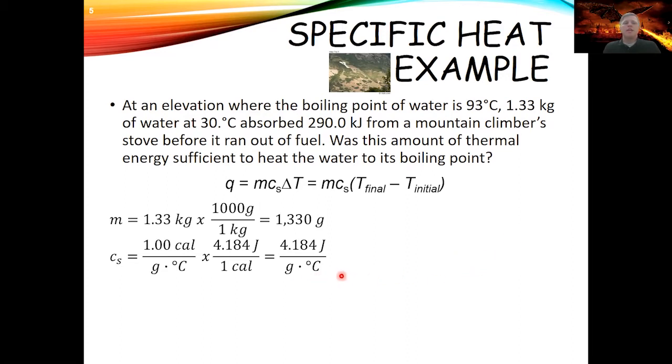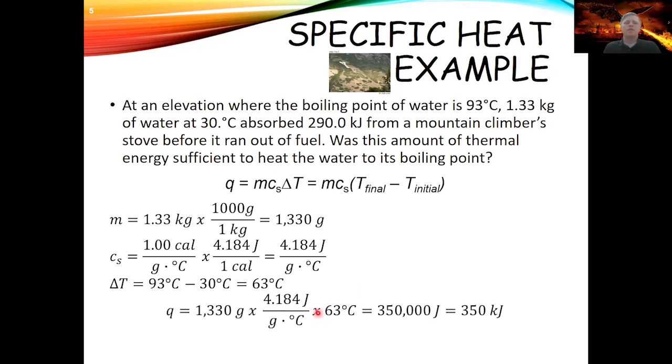And my delta T: I'm trying to go from 30 degrees Celsius to 93. So that would be a delta T of 63. Now I can plug these numbers in. I've got my mass, I've got my heat capacity, I've got my temperature. I multiply those all together, and I find that I'll need 350,000 joules, or 350 kilojoules of energy, to go from 30 degrees to 93.